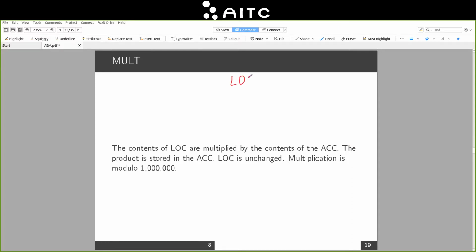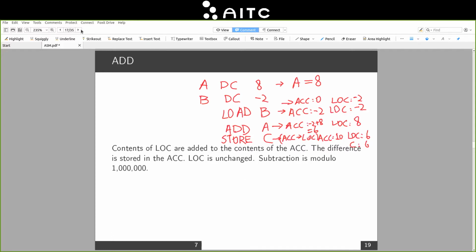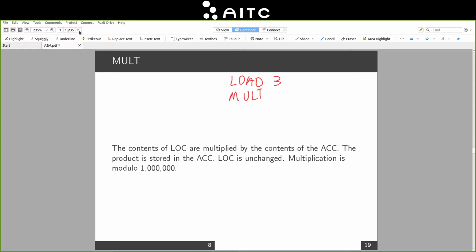Load 3, MUL... Sorry, you didn't give a word to define, because I can use it directly, because all the things are stored in LOC. So it is a comment. Sorry, wait a second.